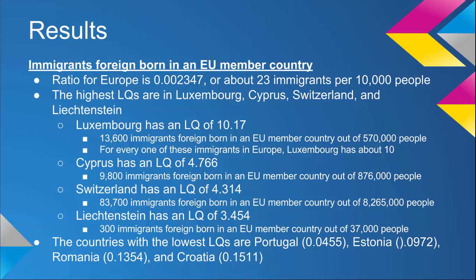Cyprus had an LQ of about 4.766. Switzerland had an LQ of about 4.314. Liechtenstein had an LQ of about 3.454. The countries with the lowest LQs were Portugal, Estonia, Romania, and Croatia. The data range for this was a little bit larger, going from 10.17 to 0.0455, and for the immigrants that are foreign-born in a non-EU member country, the LQs are much closer together.